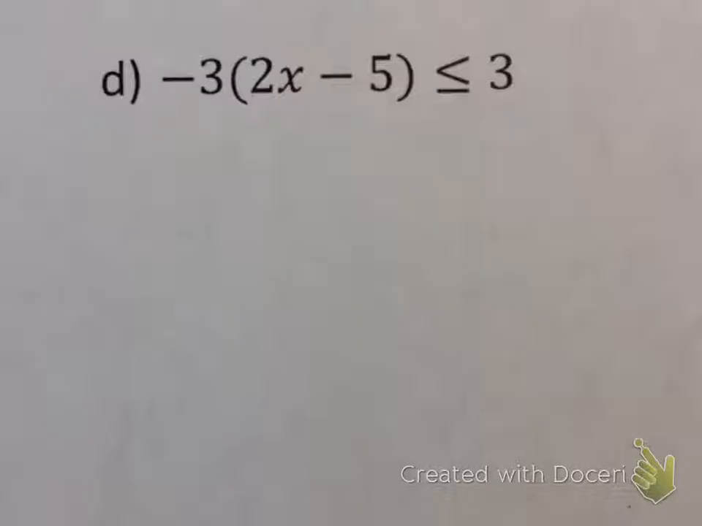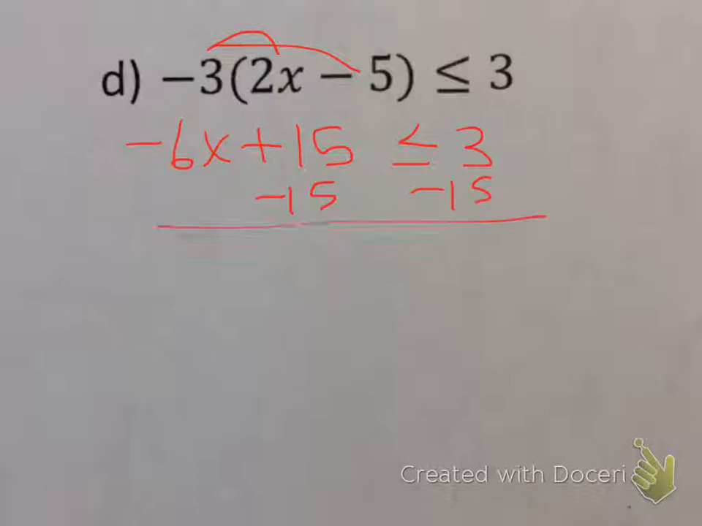Okay. Next one. We're going to solve this one. So we've got to first go through and distribute that -3 that's out front. So -3 times 2x is a -6x. -3 times a -5 is a +15. And still then I have the less than or equal to 3. Then I'm just going to continue to solve this by isolating the variable. So I'm going to subtract that 15 over to the other side. I get a -6x is less than or equal to a -12.